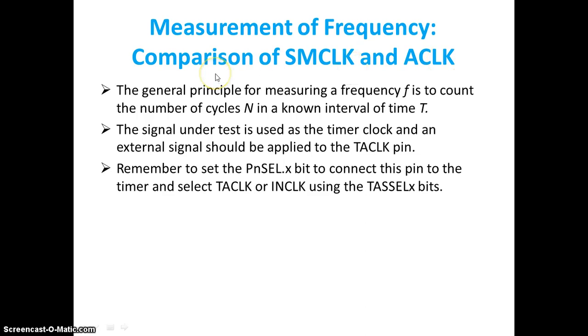Okay, the first method of how you can calculate a frequency has been given. The other method uses the general principle for measuring a frequency F, which is to count the number of cycles N in a known interval of time T. Okay, this is the general scenario you are going to do. The signal under test is used as the timer clock, and an external signal should be applied to the TACLK pin. As I already told you, the external clock frequency will be given to the Timer A counter. That pin is going to be connected to TACLK.